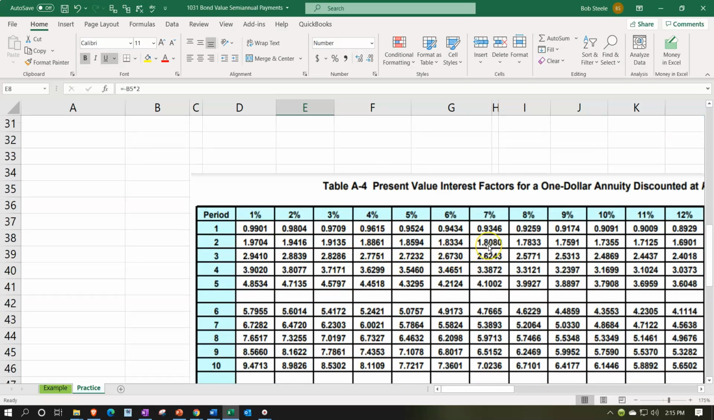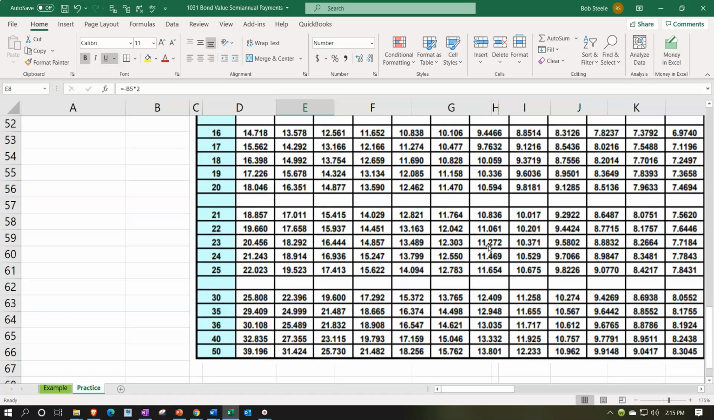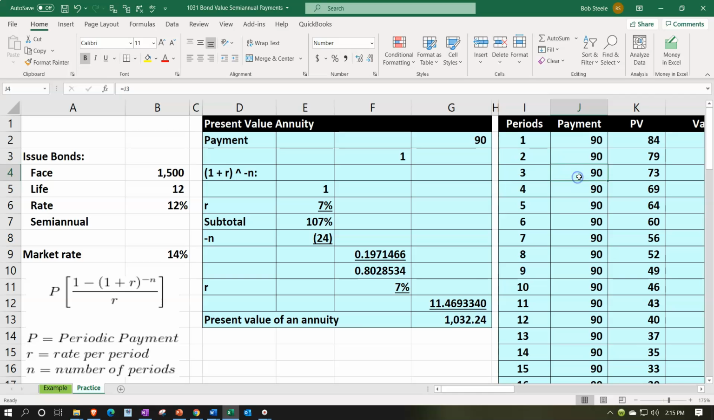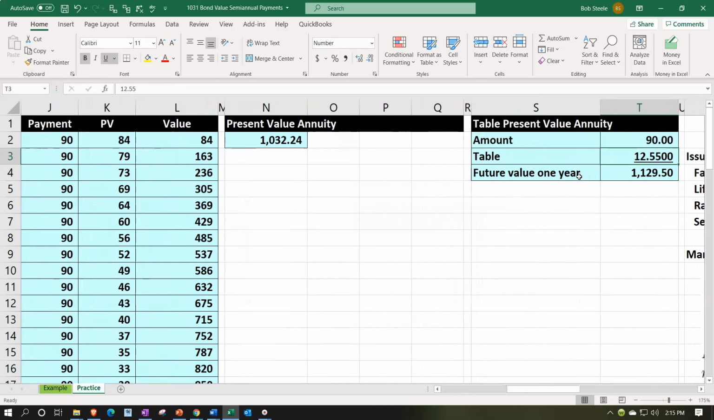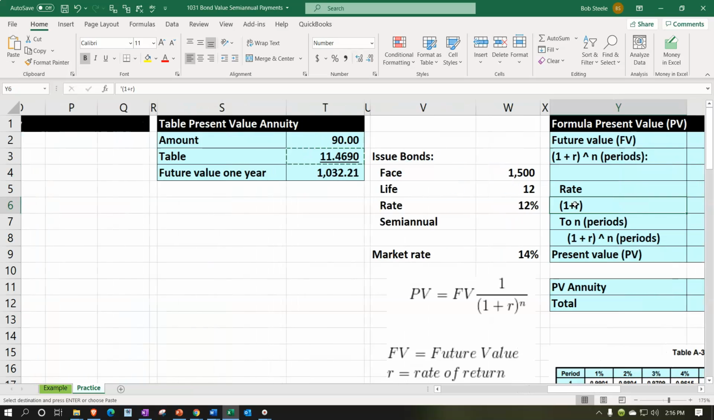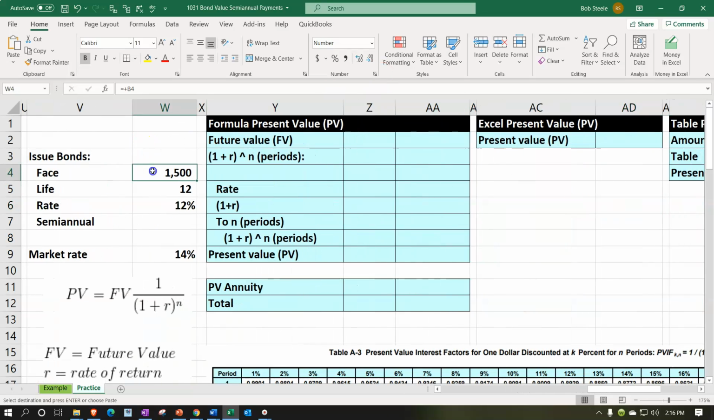So scrolling down, we're looking at 7, 24, which is going to be 11.469. If we multiply that out, let's just do the calculation. It's going to be 90 times 11.469, which is going to give us the 1,032.21. A little bit different than the 1,032.24 due to the table's rounding to 4 digits. Now let's do the second component, present valuing the 1,500, the face amount or par value of the bond.